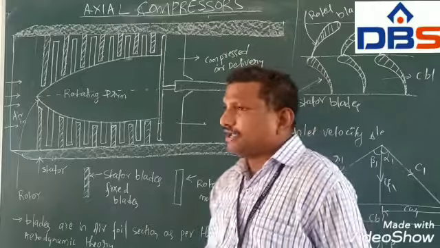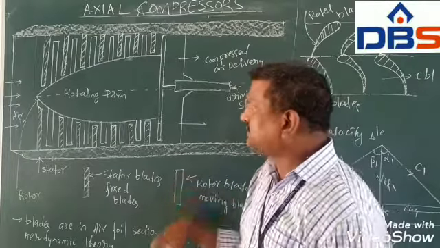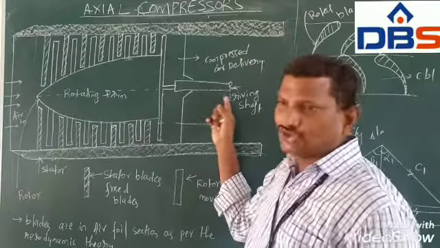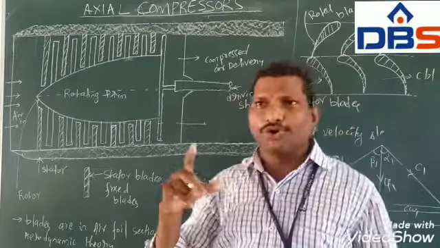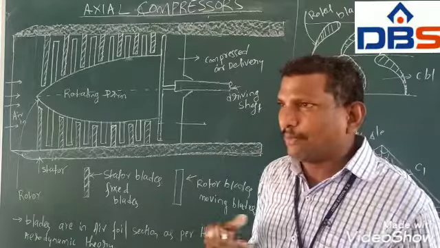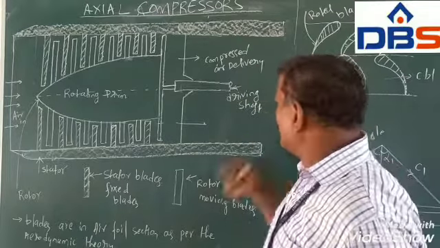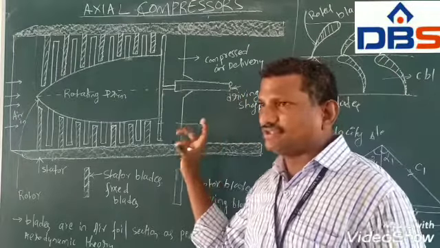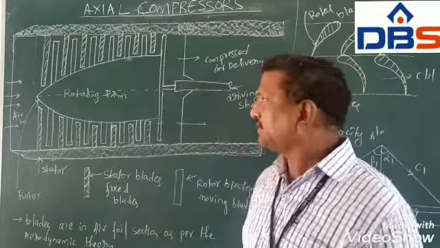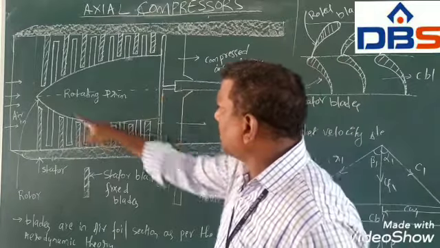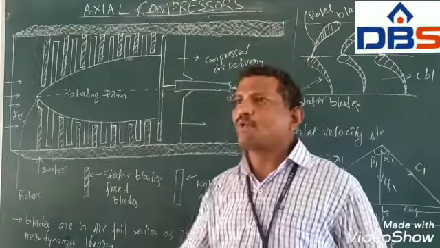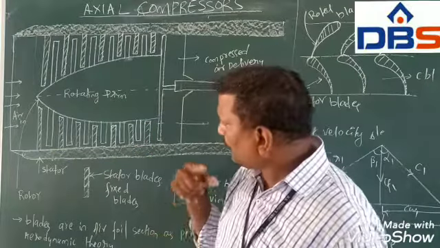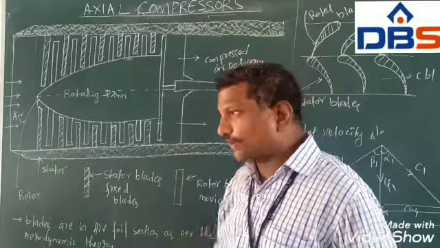And what is the working principle? How is the air getting compressed in this axial flow compressor? This driving shaft is coupled to an electrical motor or prime mover. Once we supply electrical power, the motor rotates. Since the motor shaft and the driving shaft are coupled, the driving shaft rotates. This driving shaft is coupled to the rotating drum, so the rotating drum rotates. Blades are mounted on the rotating drum, so the moving blades or rotor blades will rotate.